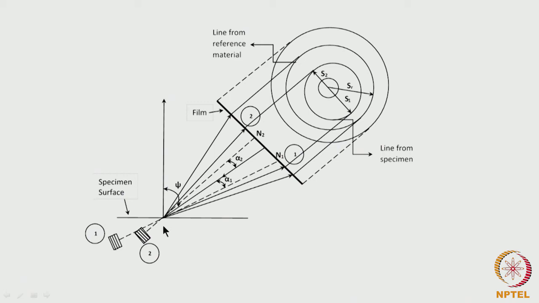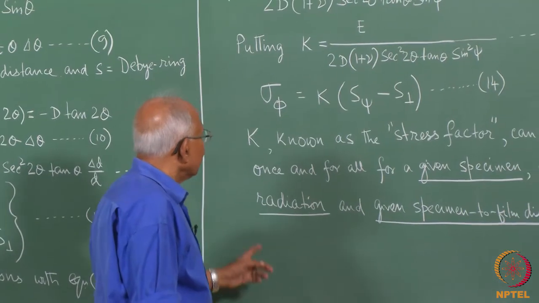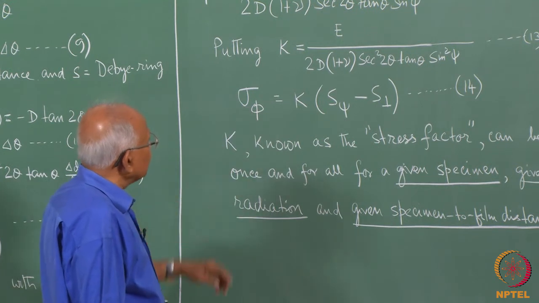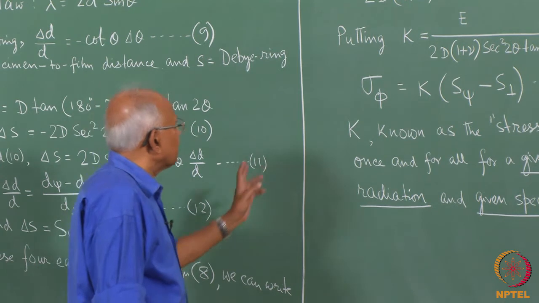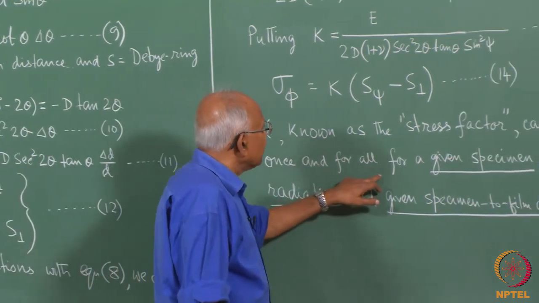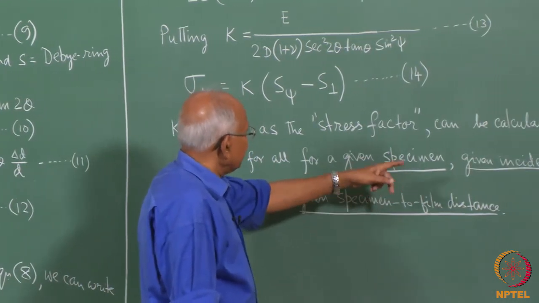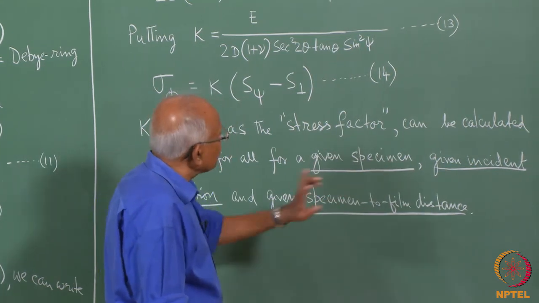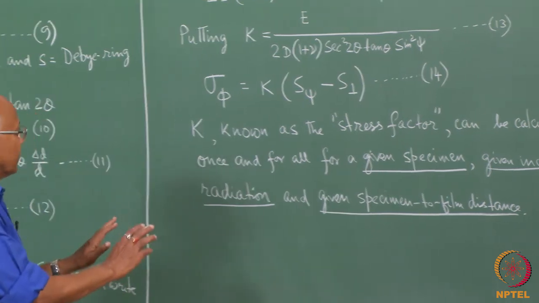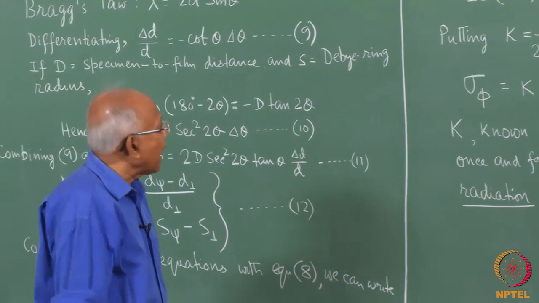Now, this K is known as the stress factor, and this can be calculated once and for all for a given specimen, a given incident radiation and given specimen to film distance. Once we do it, we can use it over and over.